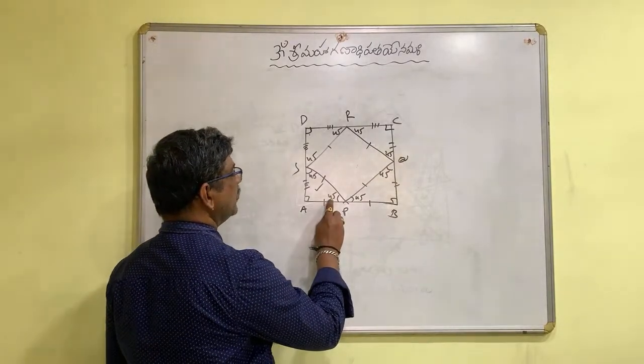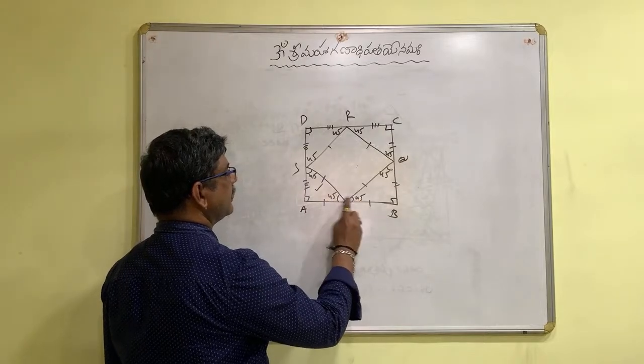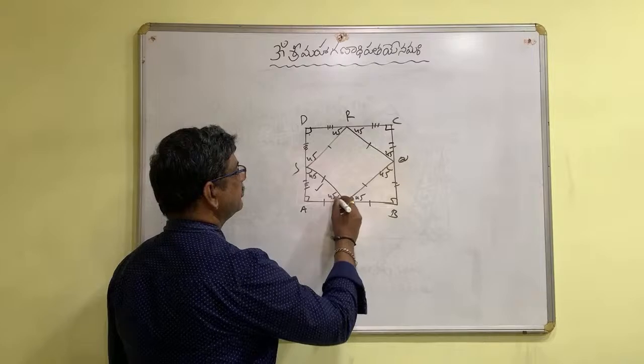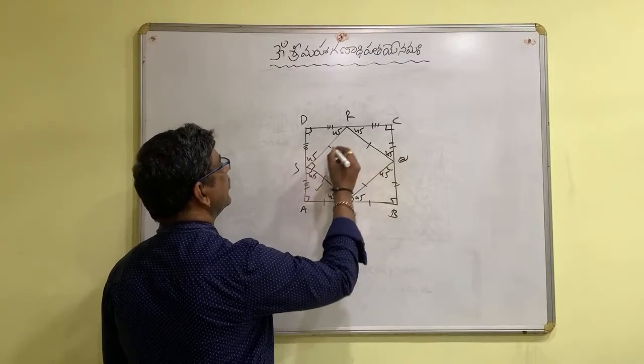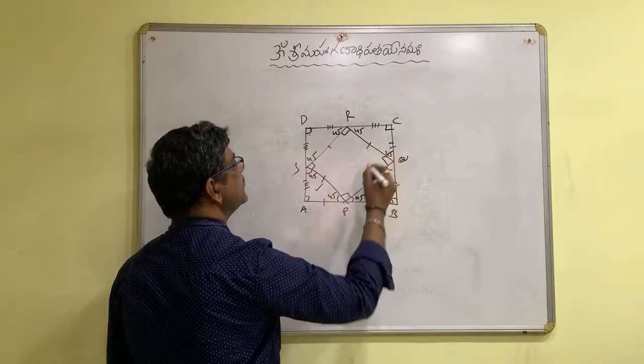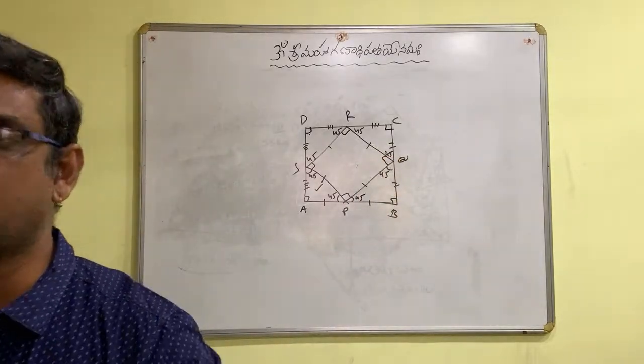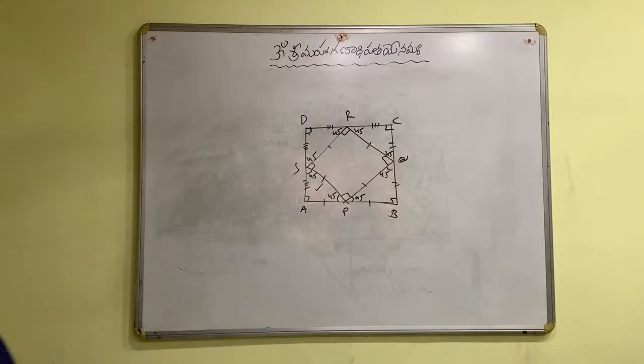Moreover, this angle is 45 and this angle is 45. 45 plus 45 is 90, so this will be 90, and this will be 90. Now what is PQRS? Square. All sides are equal and all angles are equal to 90 degrees. It's a square.